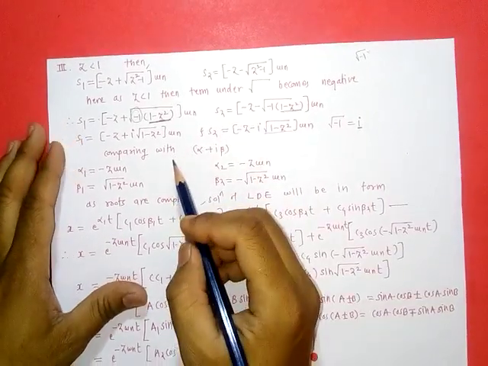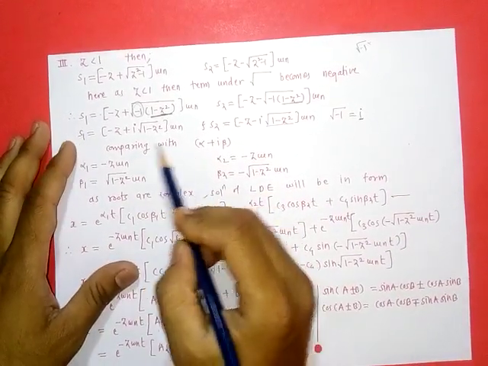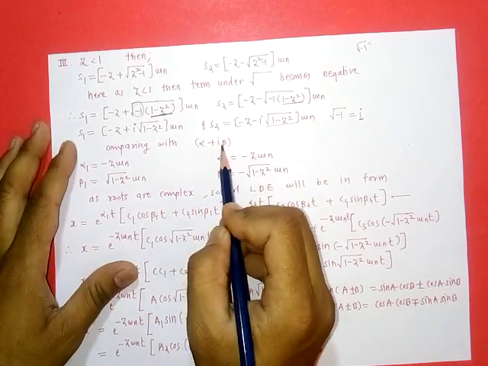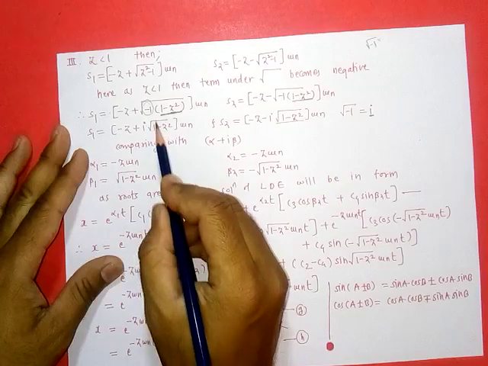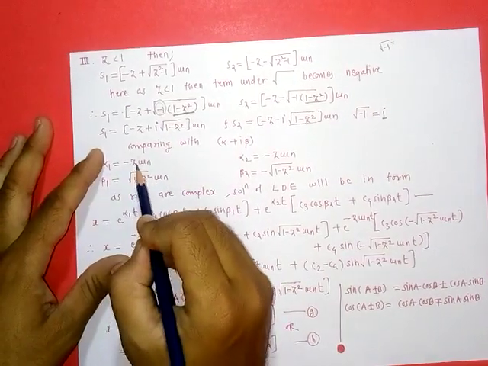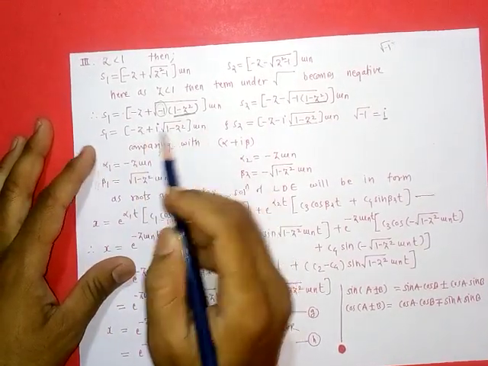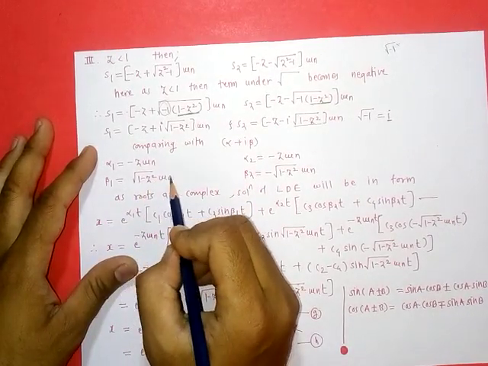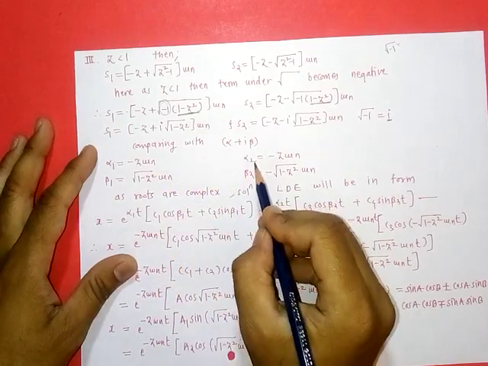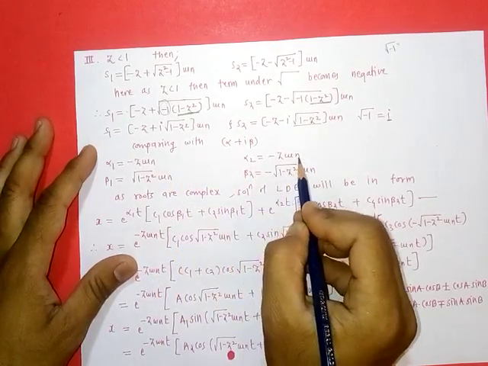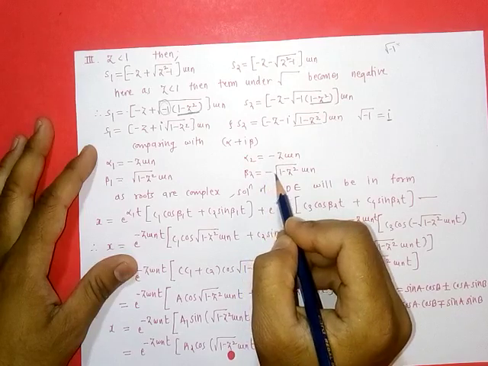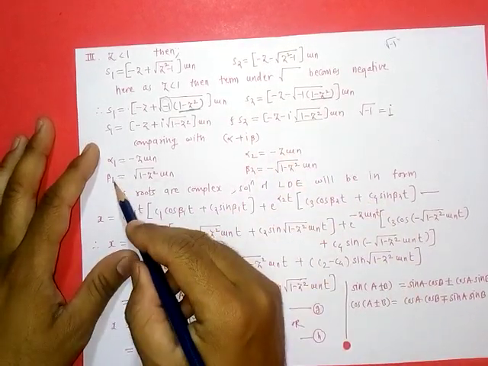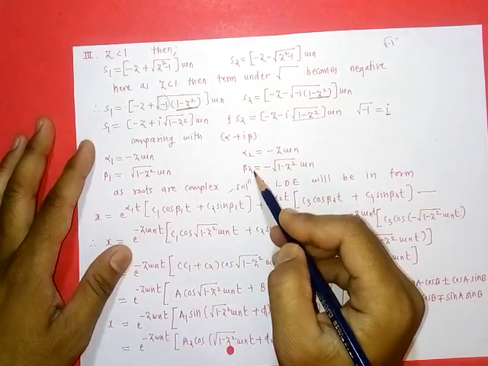Now comparing the real part and imaginary part of the complex number with alpha plus i beta, for this s1 we have alpha 1 is equal to minus zeta into omega n, beta 1 is equal to under root 1 minus zeta square into omega n. Now for s2 we have alpha 2 is minus zeta omega n, and beta 2 is minus under root 1 minus zeta square into omega n. So these are the values of alpha 1, beta 1, alpha 2, beta 2.